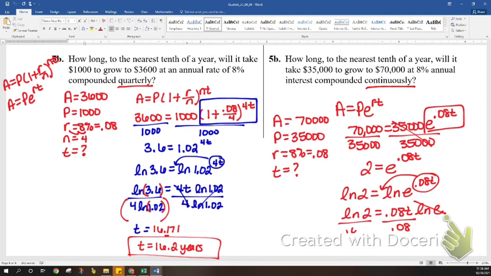Divide by the 0.08. And so we get t equals, in my calculator, natural log of 2, close my parenthesis, divided by 0.08. And I get 8.664, but it says to the nearest tenth. How long to the nearest tenth? So that would be 8.7 years.